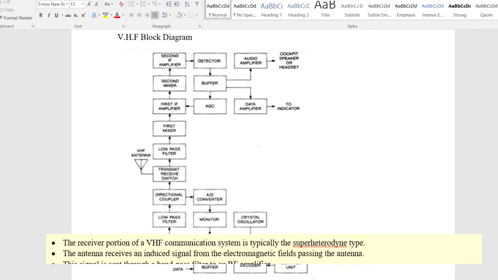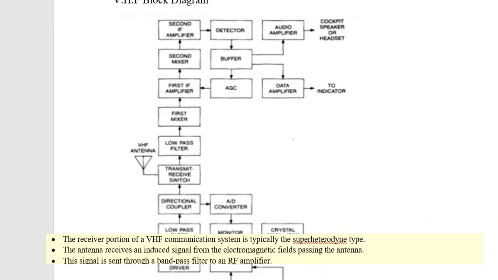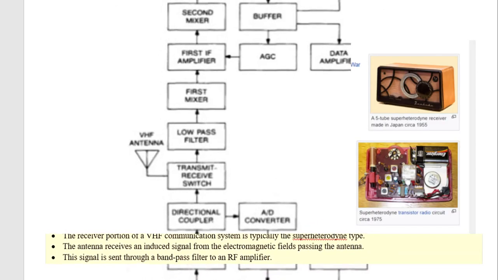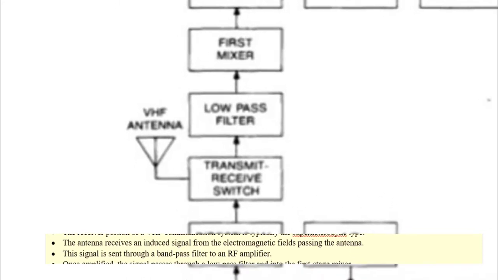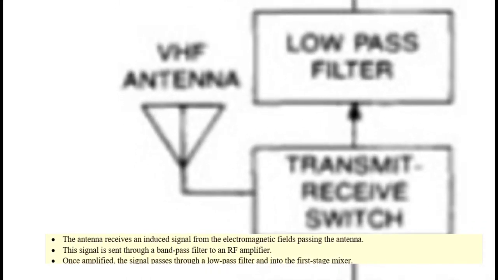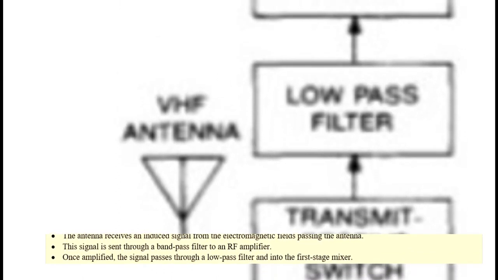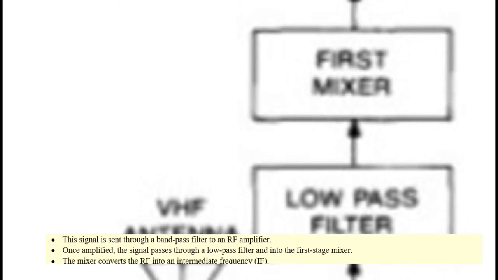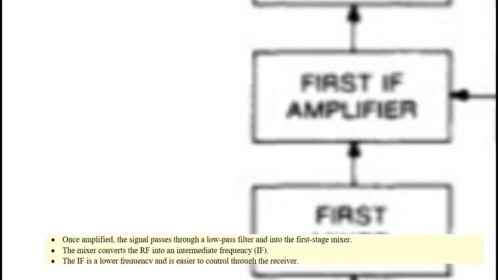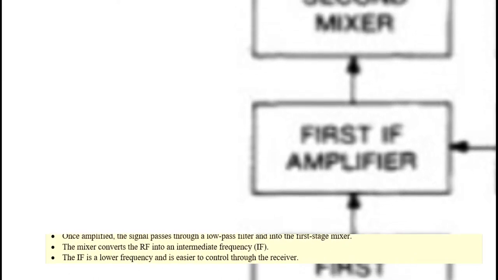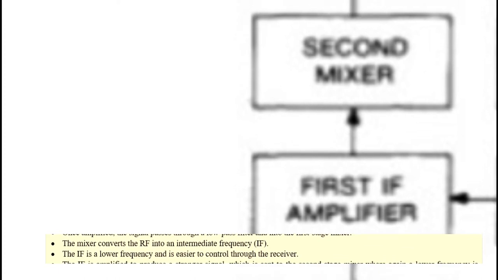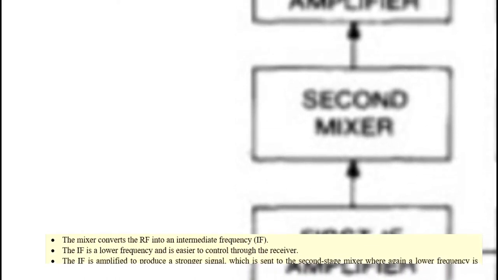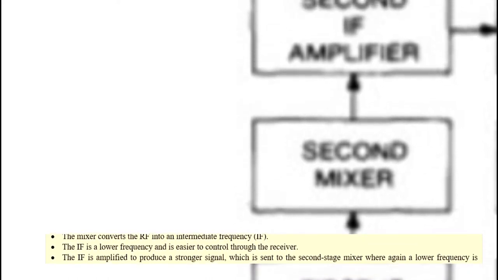The receiver portion of a VHF communication system is typically the superheterodyne type. The antenna receives an induced signal from the electromagnetic fields passing the antenna. This signal is sent through a bandpass filter to an RF amplifier. Once amplified, the signal passes through a low-pass filter and into the first stage mixer. The mixer converts the RF into an intermediate frequency, IF. The IF is a lower frequency and is easier to control through the receiver.